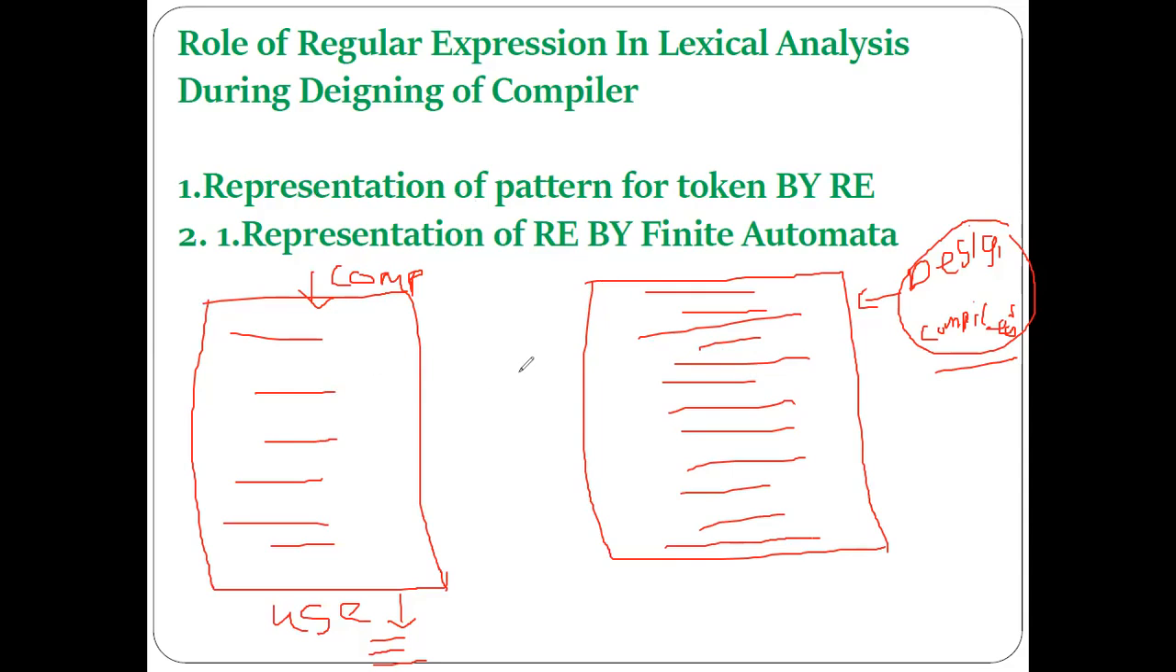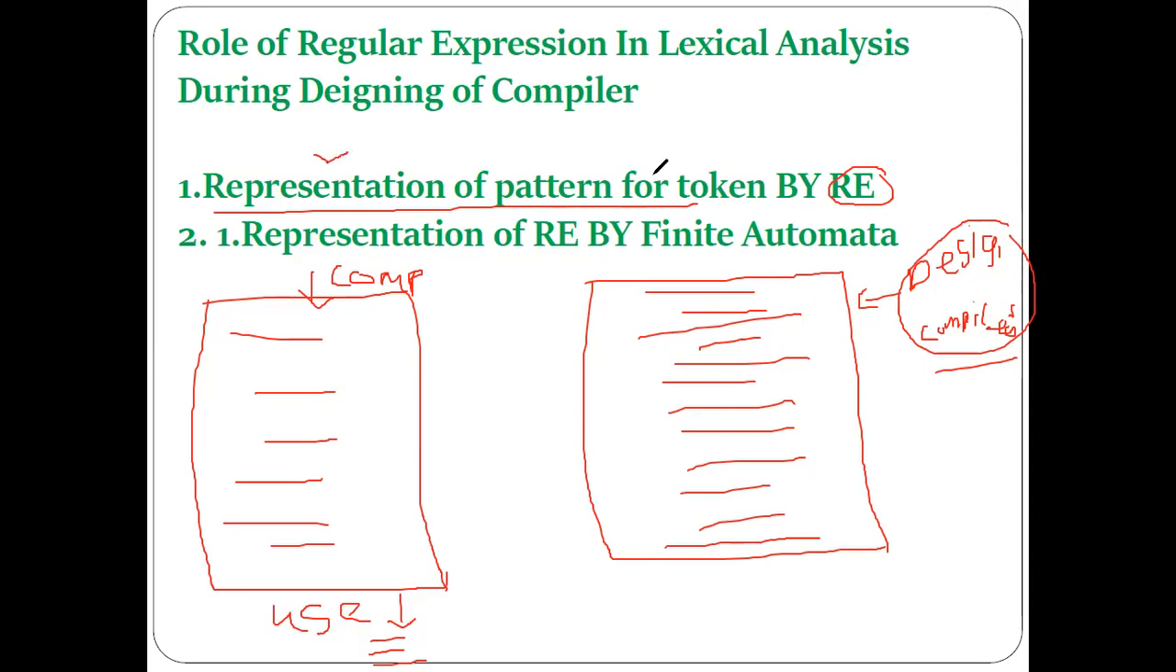For example, consider you are a system programmer and you are designing the compiler for your C language. Now, what two things have to be followed? The first thing is representation of pattern for token by regular expression. This is the first thing that the system programmer has to note down or follow. What is the first thing?